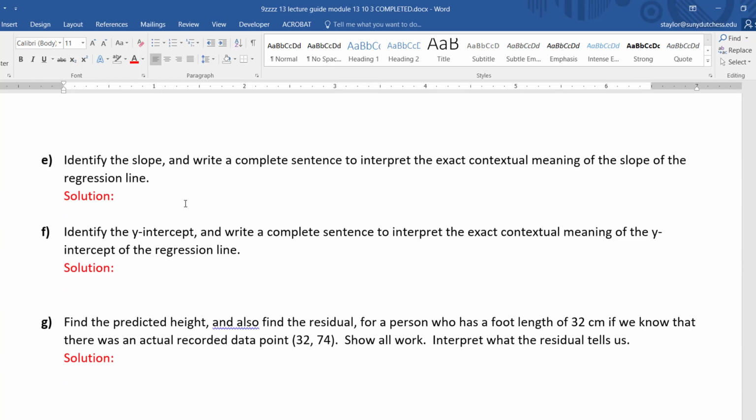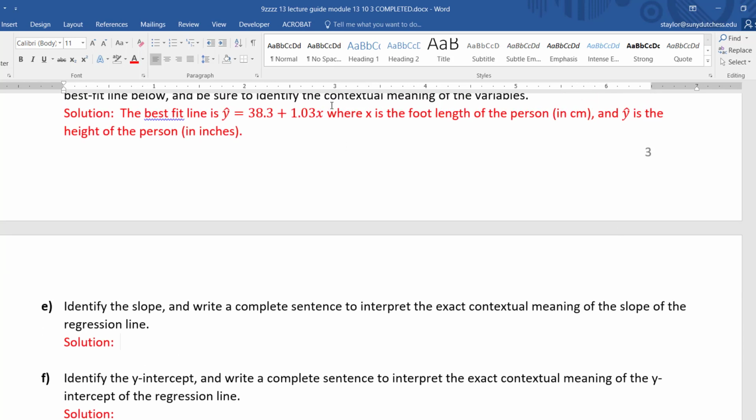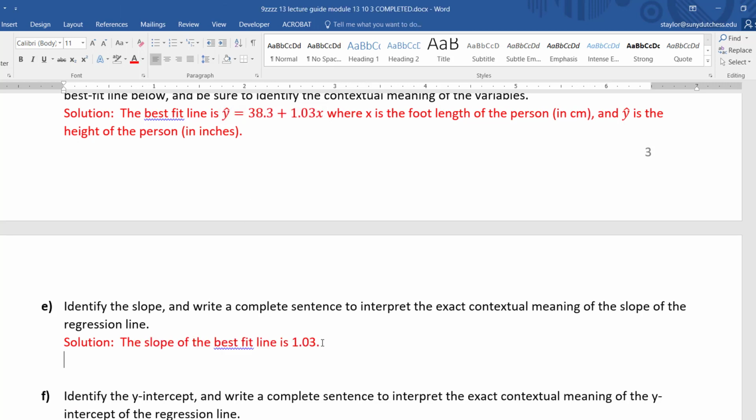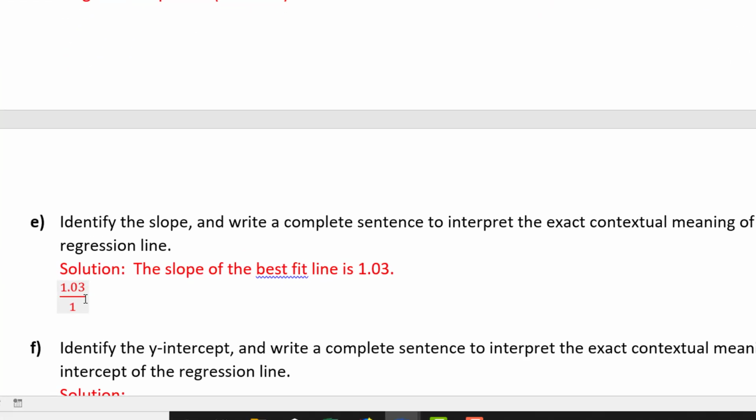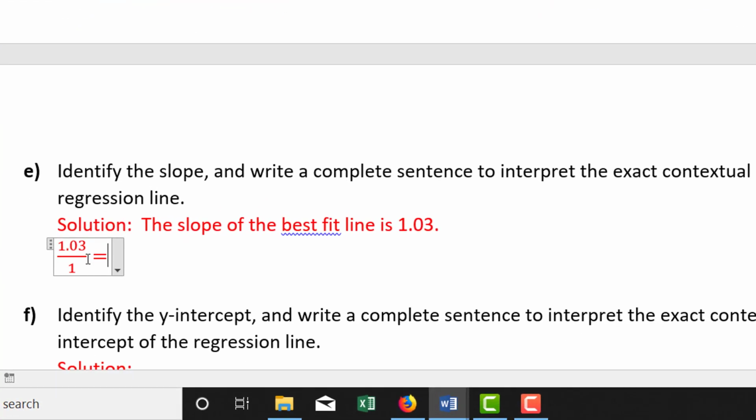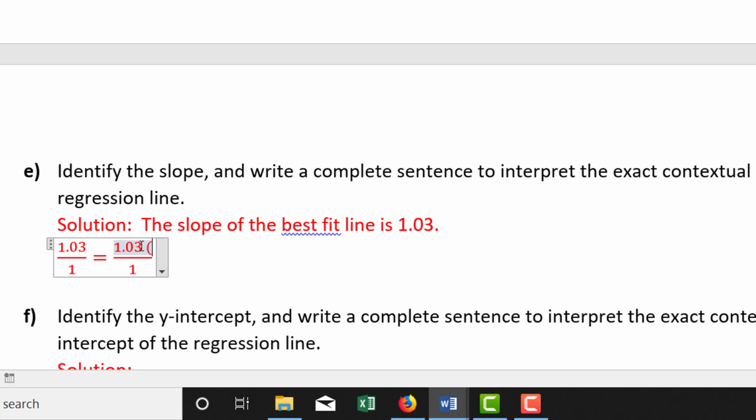Then we're asked to identify the slope and interpret the slope. Remember, equations of lines can be written y equals b plus mx, which is how we have written this. The b is the 38.3, the m is the 1.03, and m is the slope of the line. Recall then, to interpret the meaning of the slope, we first write it as a fraction. So I've written it as 1.03 over 1. Then I recall that slope is defined as change in y over change in x. So I'm going to relate that definition back to my fraction. The change in y over change in x is the 1.03 over 1. So the 1.03 is the change in y, and the 1 is the change in x.